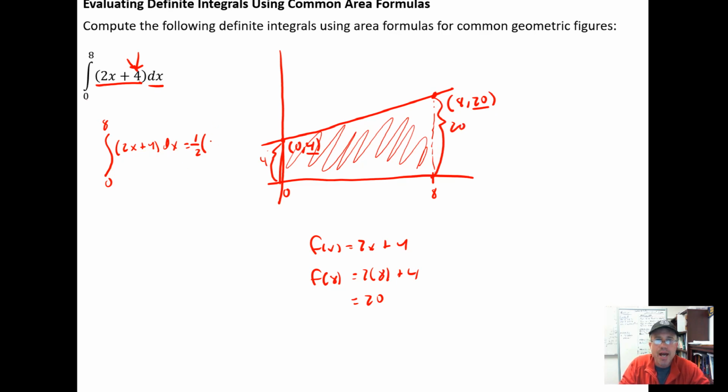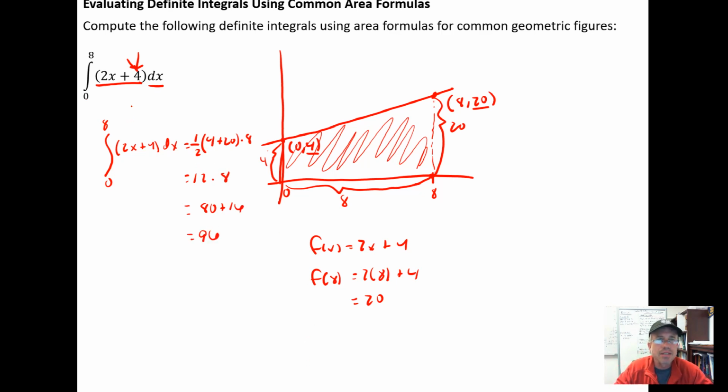So it's going to be a half of 4 plus 20 times the base of that trapezoid, which is just 8 units. So times 8. So we're going to get 12 times 8, because we get half of 24. And 12 times 8 is just going to be 80 plus 16, which is 96 square units.